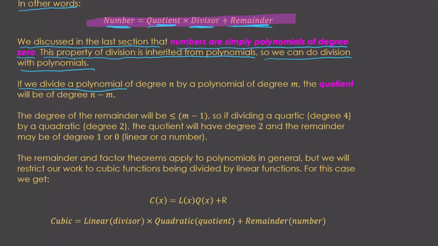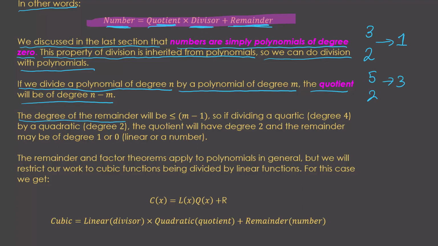If we divide a polynomial of degree n by a polynomial of degree m, the quotient will be of degree n minus m. So if we have a cubic, which has degree 3, and we divide it by a quadratic of degree 2, we'll end up with a polynomial of degree 1, a linear. If you have a polynomial of degree 5, and you divide that by a quadratic, then your quotient will be a cubic.